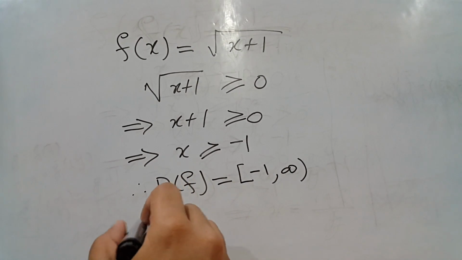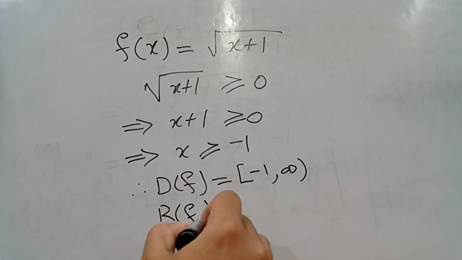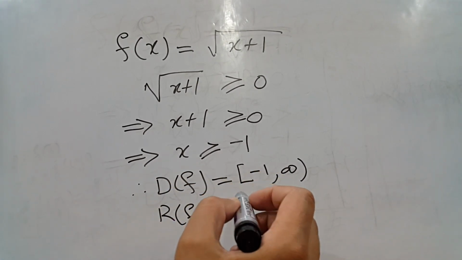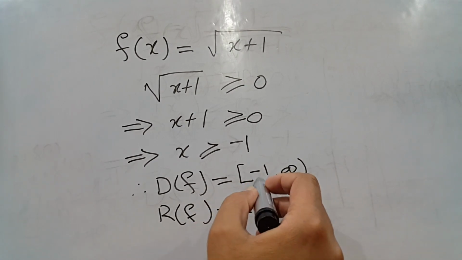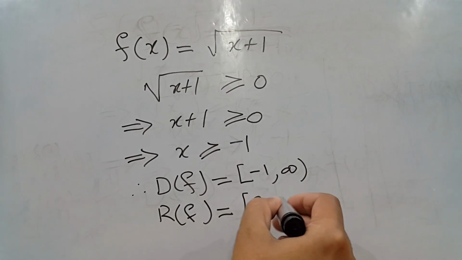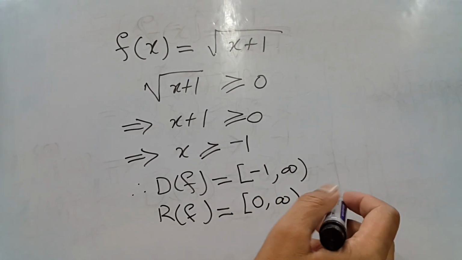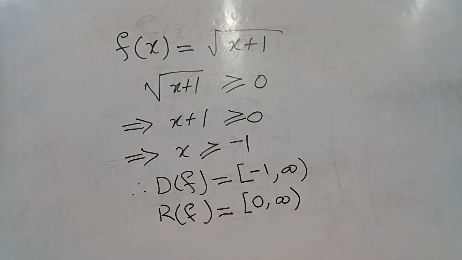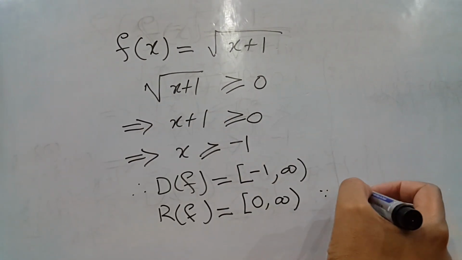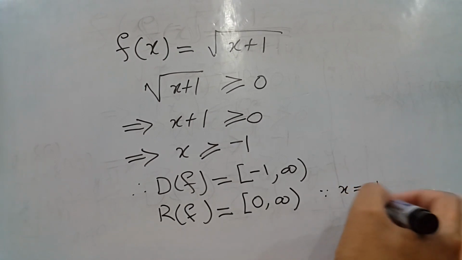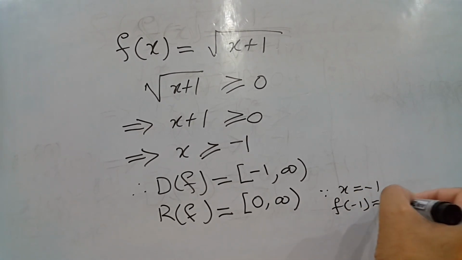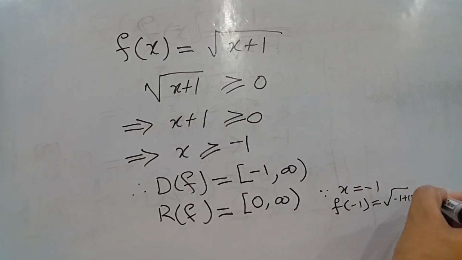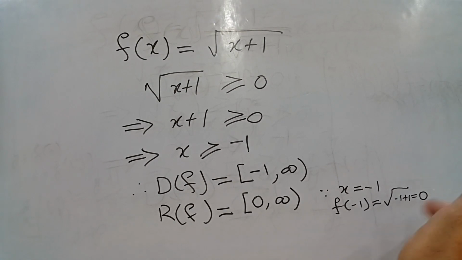For the range of the function, we put minus 1 in the function and we get 0, and it goes up to plus infinity. The range of this function is 0 to plus infinity. Because x equal to minus 1 is the smallest value of the domain of the function, when we put this value in the function, we get 0. So the range of the function starts from 0.